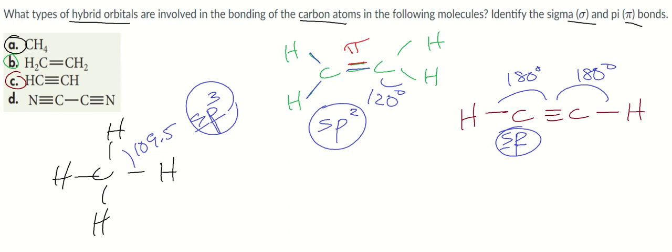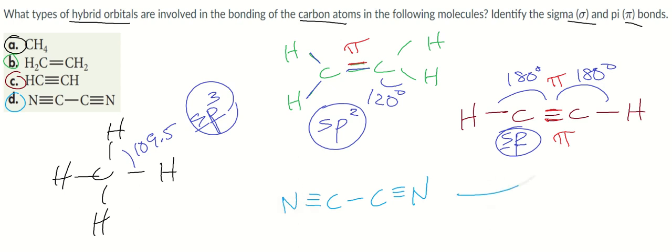And so the remaining 2 bonds are going to be your pi bonds, right? One along the x-axis, one along the y-axis. Those pi bonds are not hybridized, and they form side-to-side overlap. Okay, and let's see, D, C2N2. Okay, it's another linear molecule.